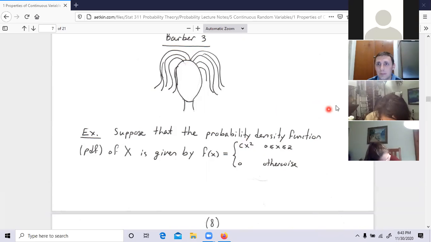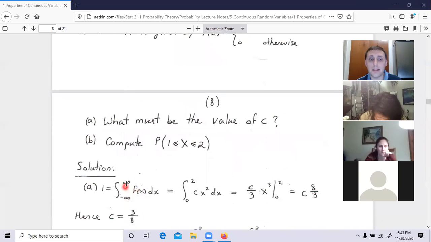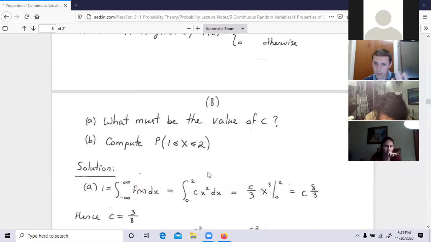How are we doing? Two answers? 3/8. Okay, let's quickly see that. So very simply, guys, how do we do that? We need to integrate from minus infinity to infinity. In particular, most of those values don't matter, so from 0 to 2, and then we're supposed to get 1, because that integral from 0 to 2 is the total number of values that x can take. It has to take a value between 0 and 2. So we know that the probability the random variable takes a value between 0 and 2 is equal to 1.